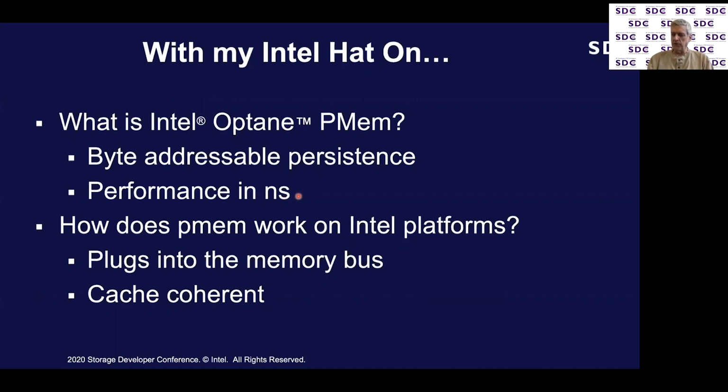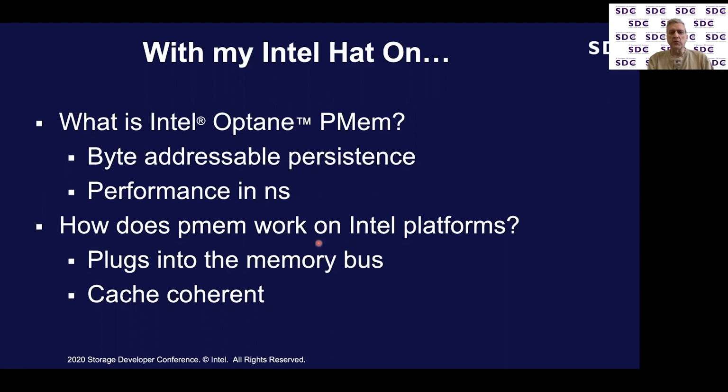So, if you think of the latency of a hard disk in, say, milliseconds, the latency of an SSD in, say, microseconds, we talk about the performance of persistent memory in nanoseconds. So it's sub-microsecond latencies typically. It's not 1 or 2 nanoseconds. Typically, it's more like 300, but it's still in the nanosecond range.